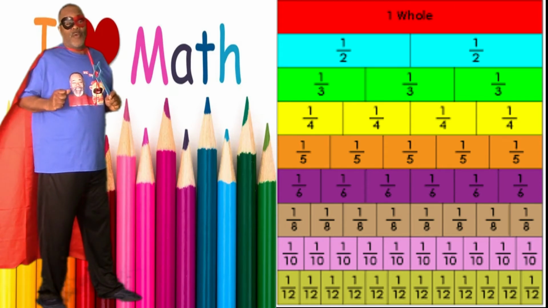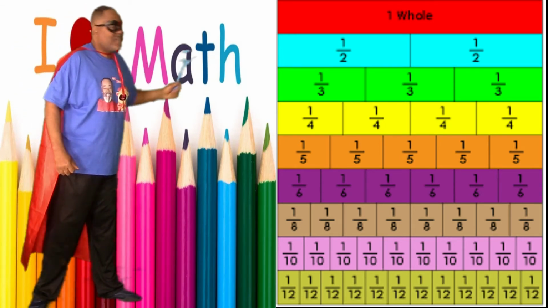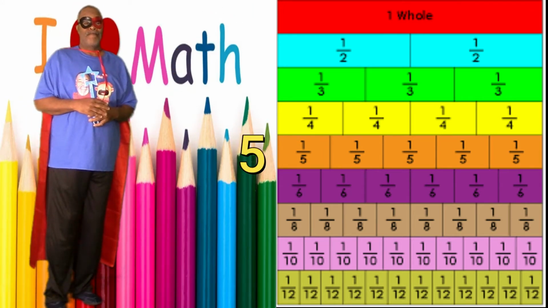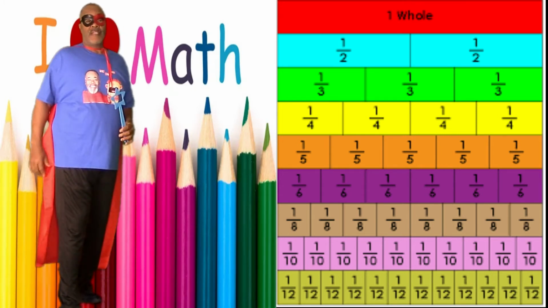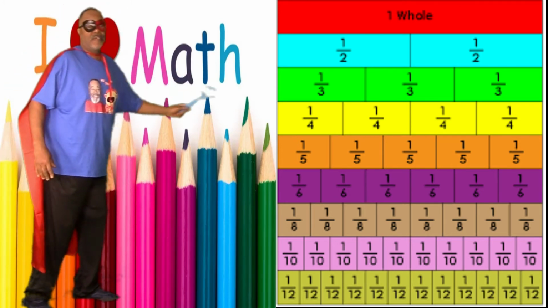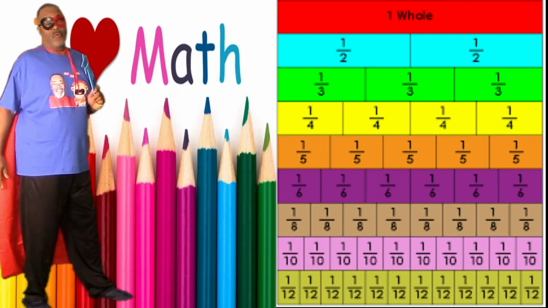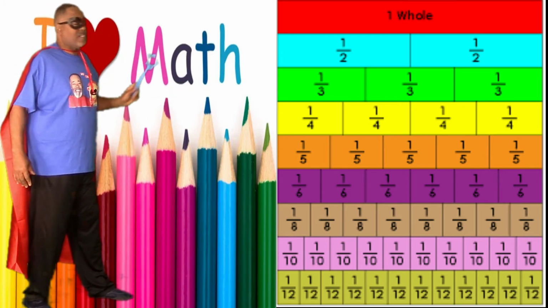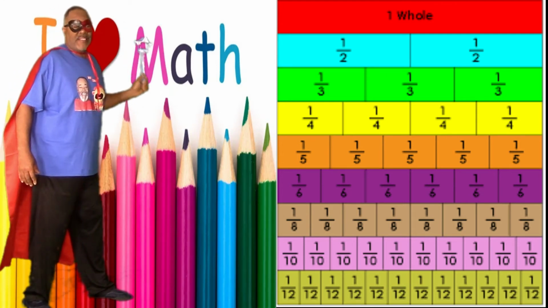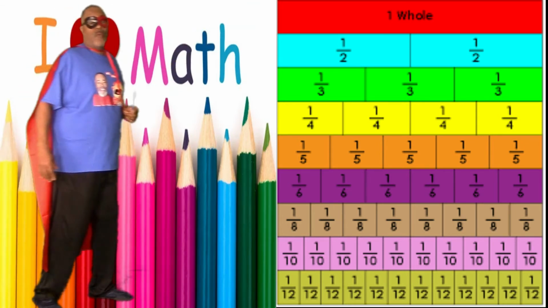So let me ask you these next questions. And I want you to put on your thinking caps. How many fifths would it take to equal one whole? Did I hear 5? That's right. It would take 5 1/5, 5 orange 1/5 to equal that one red whole. All right? And how many 6 would it take? It will take 6. It would take 6 purple 1/6 to equal that one red one whole.